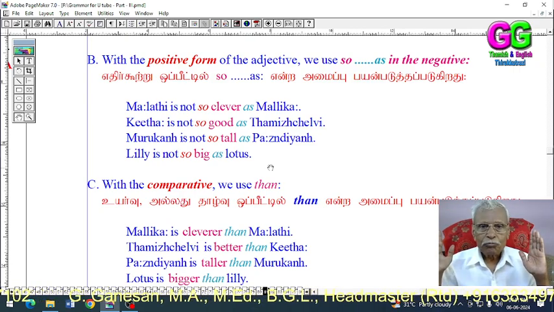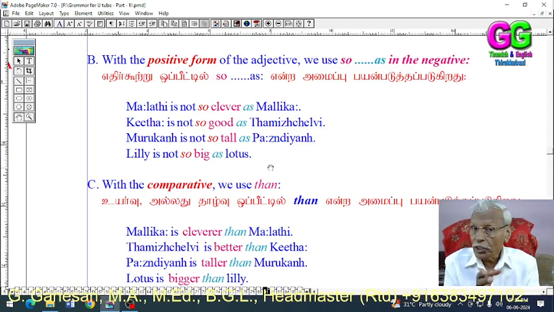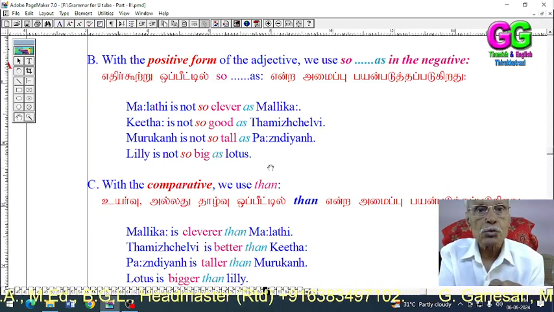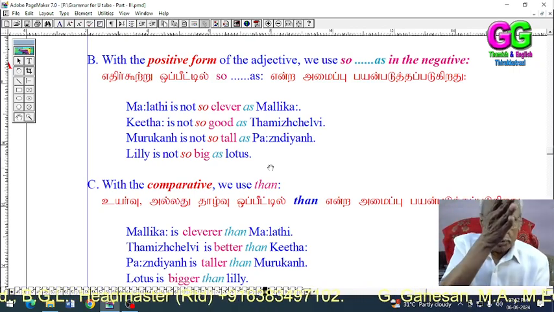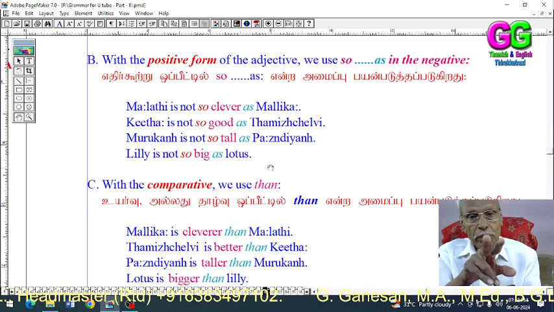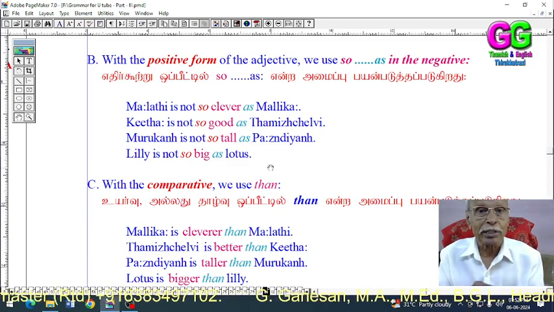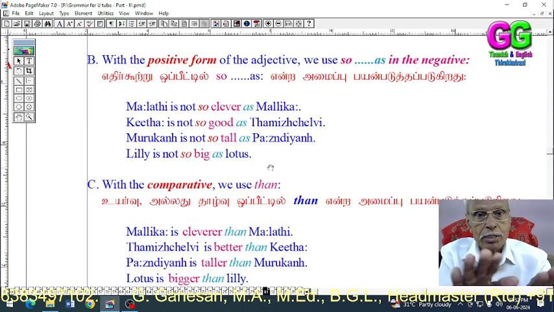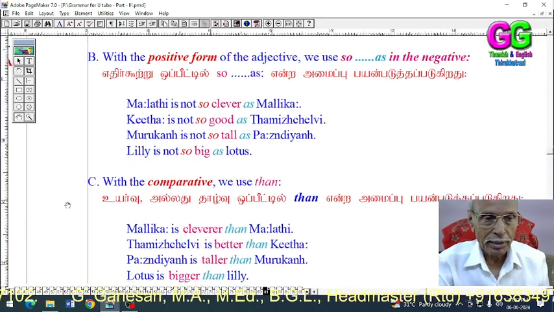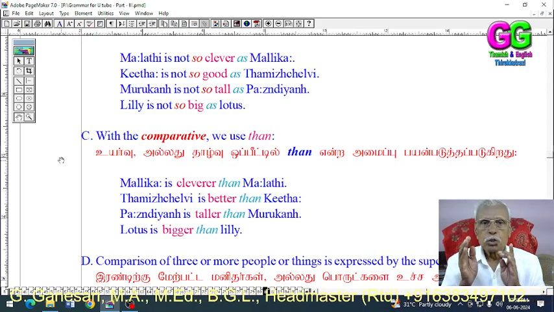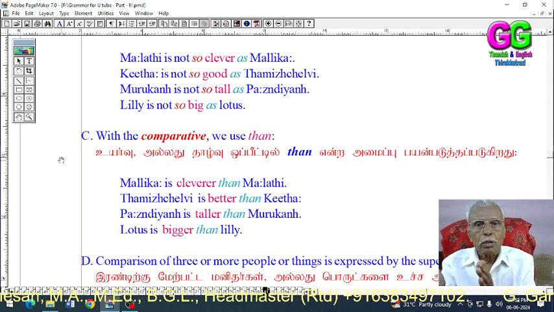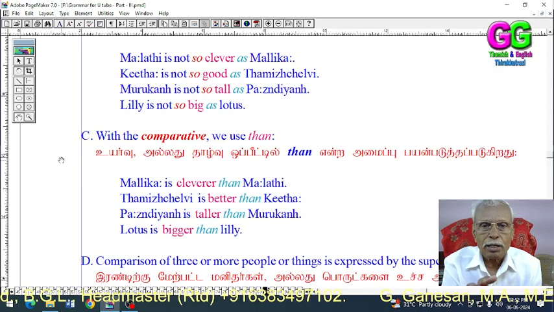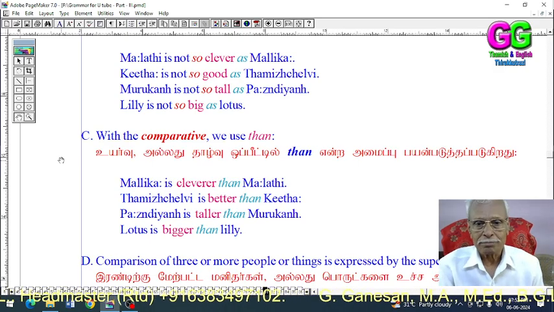Okay. That is, in positive degree to refer to affirmative meaning, the scale used is as. In positive degree to refer to negative meaning, the scale to be used is not so as. Then comparative degree. To compare two people or two groups or two things, in comparative degree, the scale used is than.